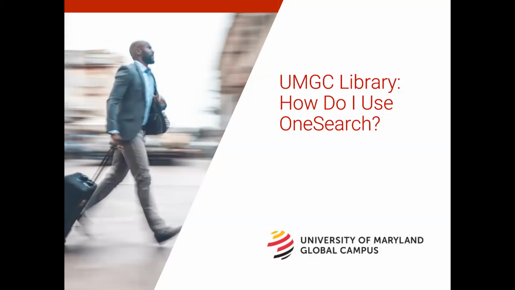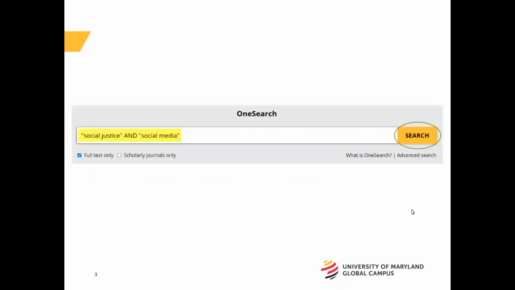Our online library is made up of over 100 individual databases. OneSearch is a tool that enables you to search many of those individual databases simultaneously. OneSearch is the search box in the middle of the library's homepage.